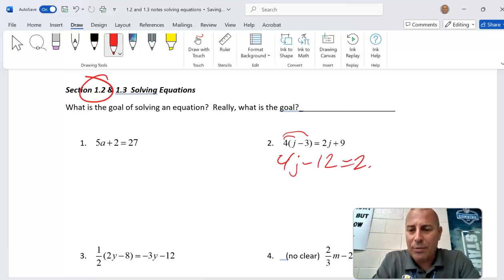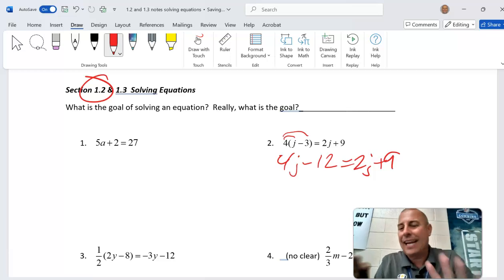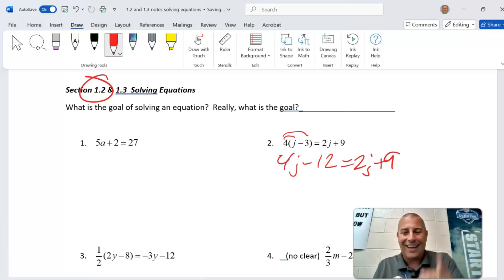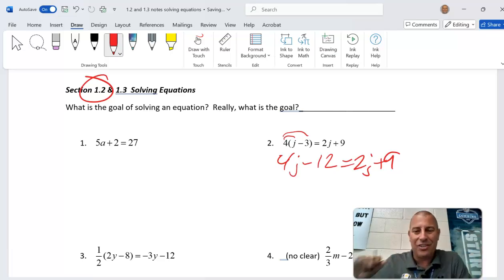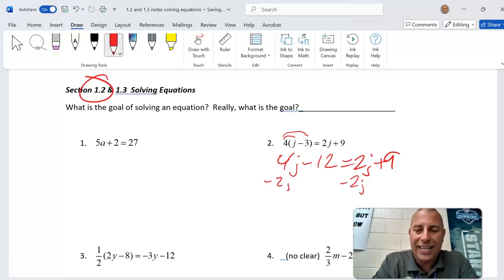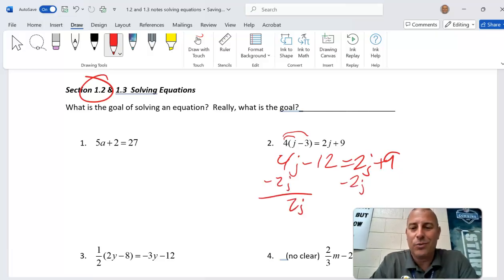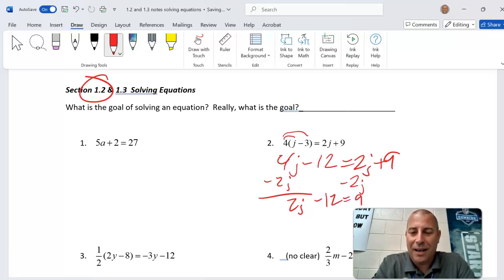On the other side, we've got the 2j plus the 9. They can't play together, not like terms. So the goal here is to get all the letters to one side, all the numbers to the other side. In this case, I like to keep the letters positive, so I'm going to subtract that 2j over. So there's my 2j. On the other side, still got my minus 12, still got my 9.